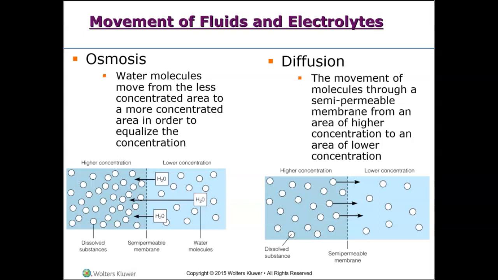An example of this is when a runner loses water through perspiration and there is an increase in the solute concentration in the plasma because of water loss. The higher concentration solute pulls water from cells as well as interstitial spaces into the vascular compartment in an attempt, again, to equalize out those concentrations, right?